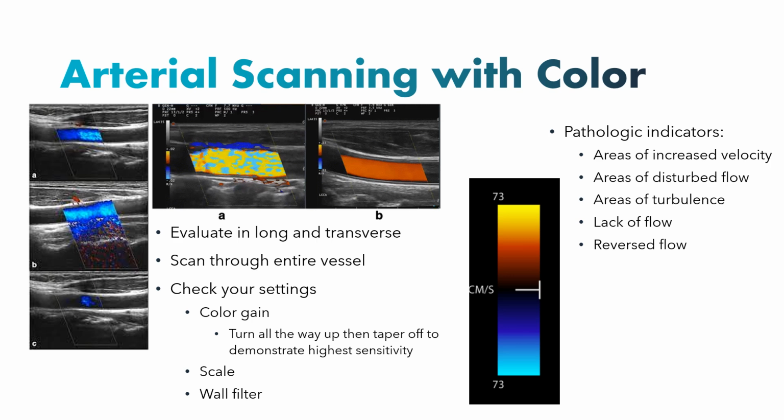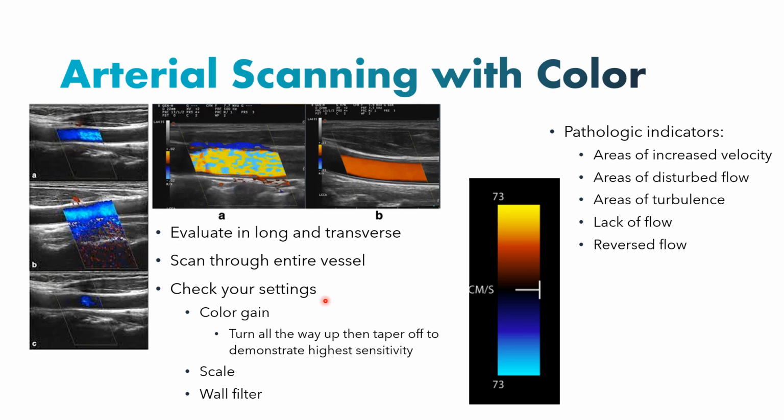Once we've scanned the full arterial vessel that we're looking at in B mode, in long and transverse, then we would want to add our color flow. With color, you're going to want to evaluate specifically in long. Transverse is not as useful, but it can be helpful, so keep that in your pocket. Again, if you have the time, you're going to want to scan through the entire vessel, and you want to optimize your settings.